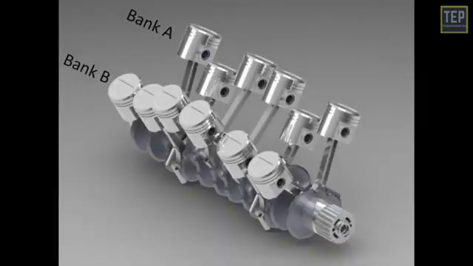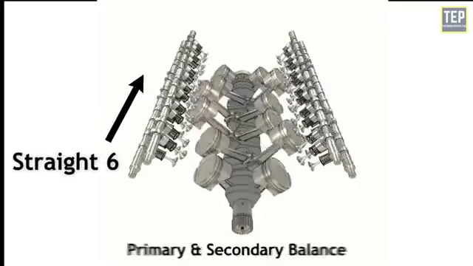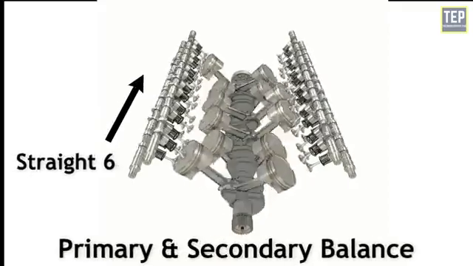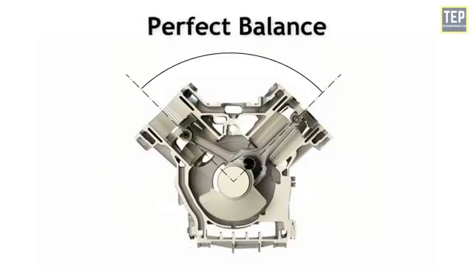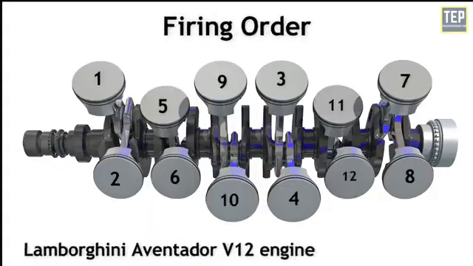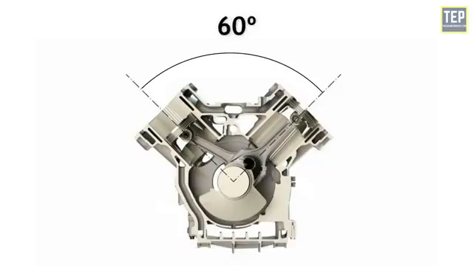Each bank of a V12 engine essentially functions as a straight-six engine, which has perfect primary and secondary engine balance. By using the correct V-angle, a V12 engine can therefore have a perfect balance. The even firing order for a 4-stroke V12 engine has an interval of 60 degrees, therefore this engine can be perfectly balanced only if a V-angle of 60 degrees is used.